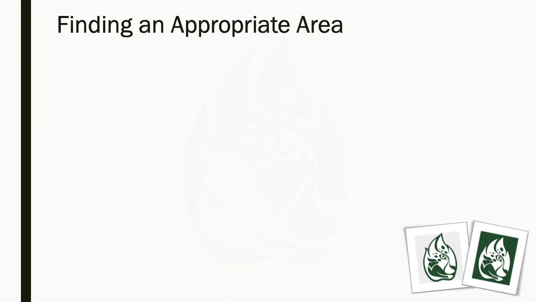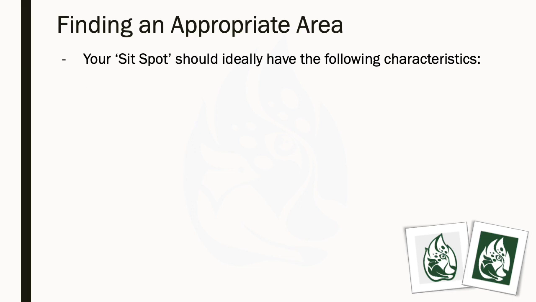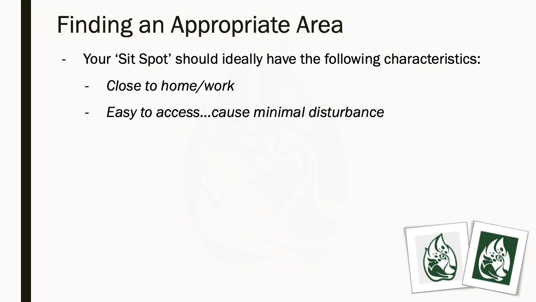So how do you go about finding an appropriate area to do your sit spot? Okay, well, here's what ideally you would look for in terms of the characteristics that you would like it to have. One is that it's close to where you work or live. And the reason for that is that if it's far away, you're unlikely to go there on a frequent basis, okay. And again, this is all about having a repeated practice, right? Developing nature connection just happens as you do it more and more, okay?